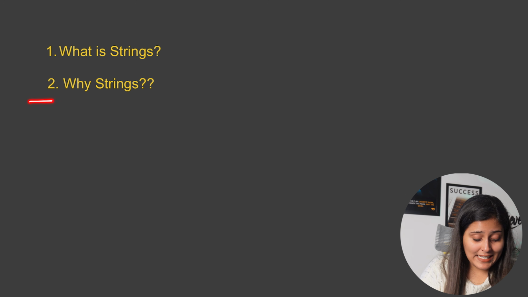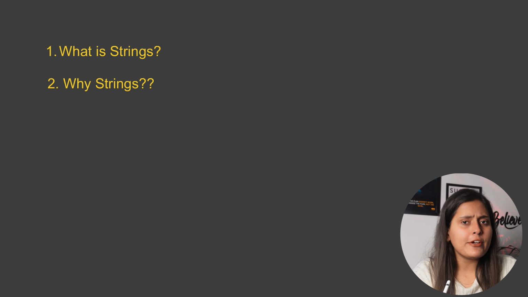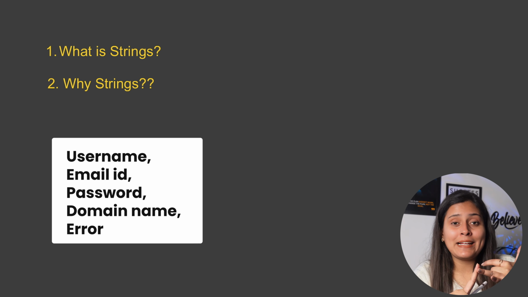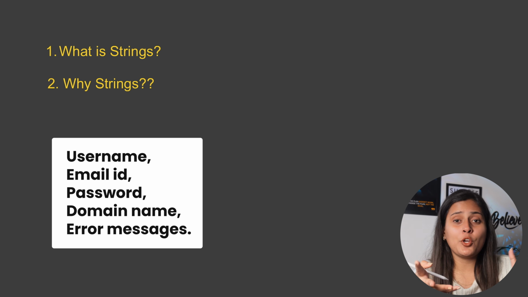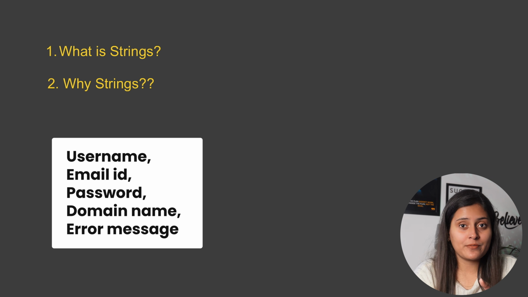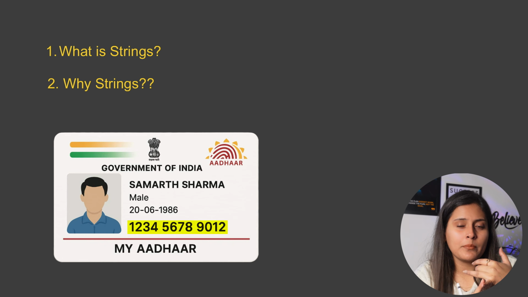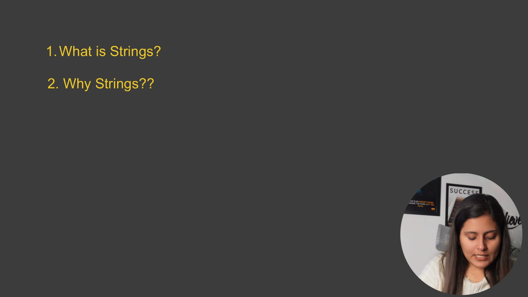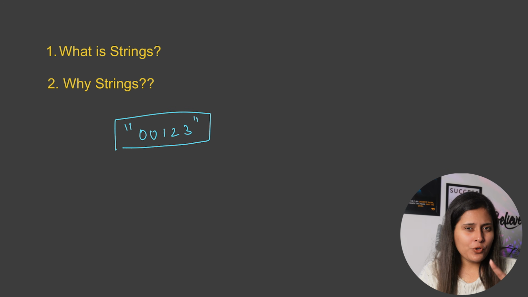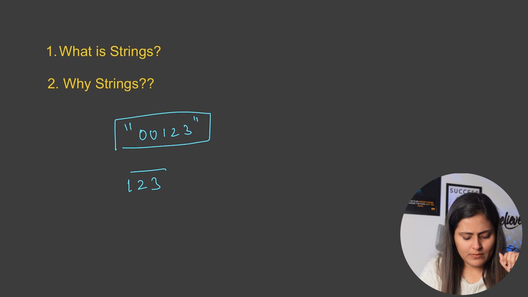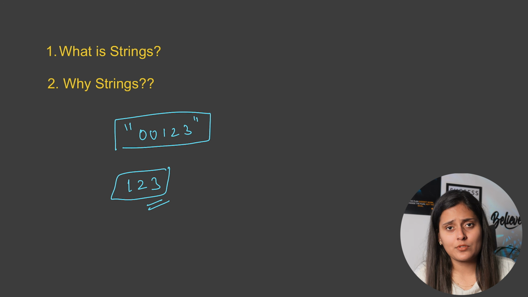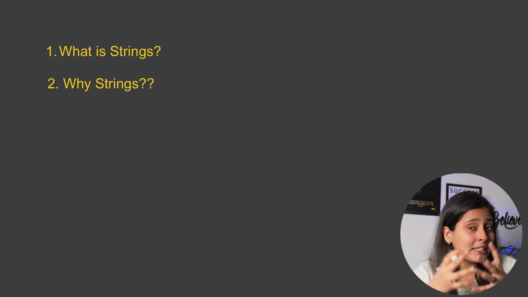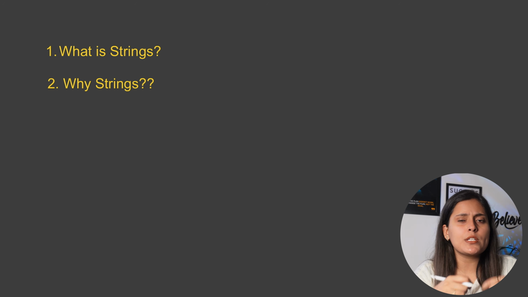And now the second question, why is string needed? Everything around us, especially in software field, is a string. Example, username, email ID, password, domain name, and your error messages even are in the form of string. Even things that look like numbers, like your Aadhaar number, are also stored in string. Why? Because suppose a number is 00123, so string will save it as it is. But if you want to save this as a number, then it won't save 00123. It will save as 123, because by default number eliminates leading zeros. So that is why we go for string here. And as everything around us mostly is in string data structure, it is very important to learn how to optimize that to save our execution time.